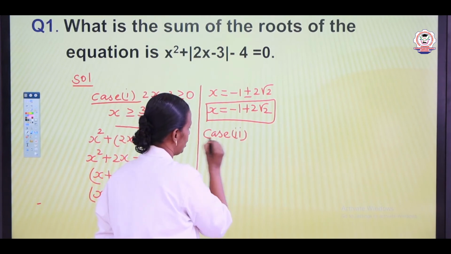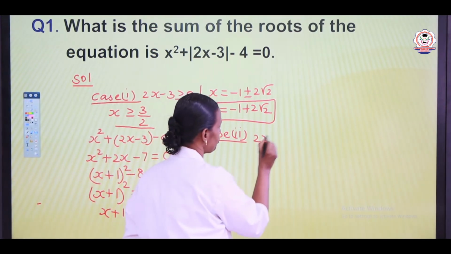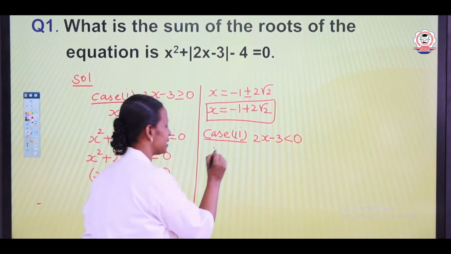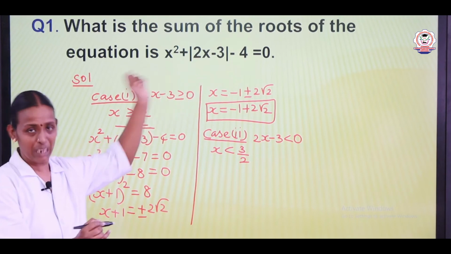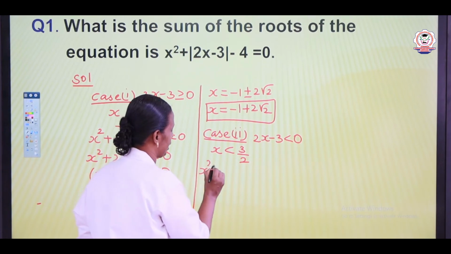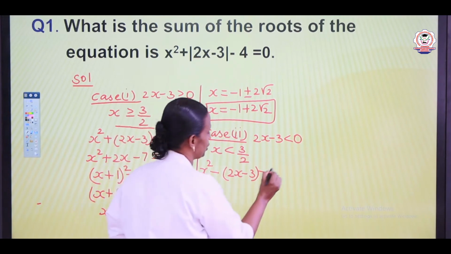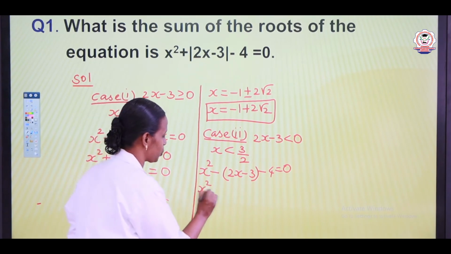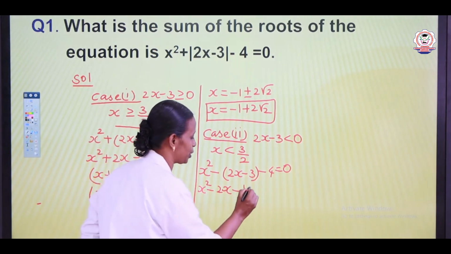Next, we are going to see case 2. What is our case 2? Case 1 is 2x minus 3 greater than or equal to 0. Case 2 is 2x minus 3 less than 0. What will be the answer? x is less than 3 by 2. In this case, modulus of 2x minus 3 will become minus of 2x minus 3. Therefore, our equation will become x square minus of 2x minus 3 minus 4 equal to 0. So x square minus 2x plus 3 minus 4, that is minus 1 equal to 0.